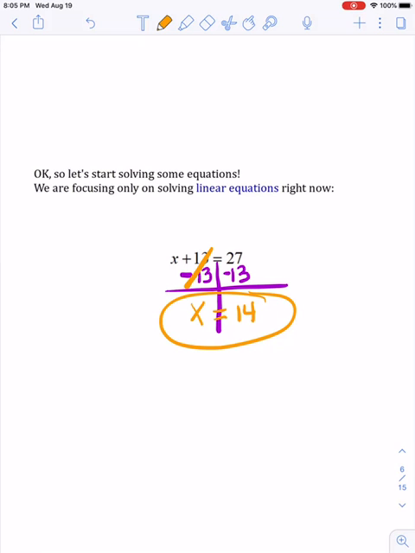There's my final answer. You can always go ahead and check your answer by plugging 14 back in for x, and you check, well, is 14 plus 13 27? Yeah, so that means you did it correctly. That's a really nice thing about solving equations, is that you always know if you got the correct answer or not by just plugging in your answer.